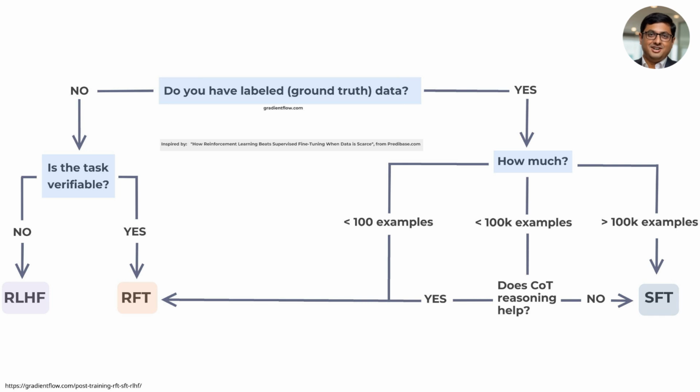This is an interesting flowchart that helps to decide which algorithm to choose based on the number of examples available and task verifiability. It is interesting to note that RL-based algorithms perform well when examples are few and ground truth is also not available.